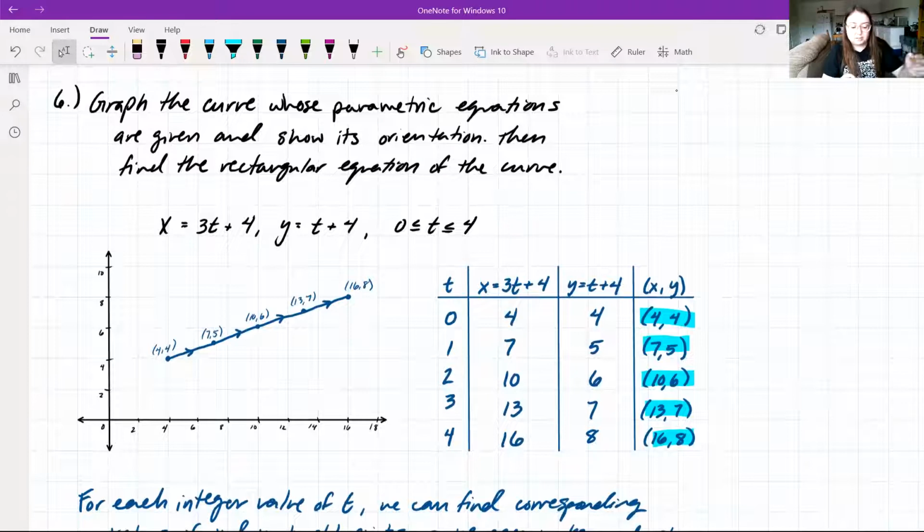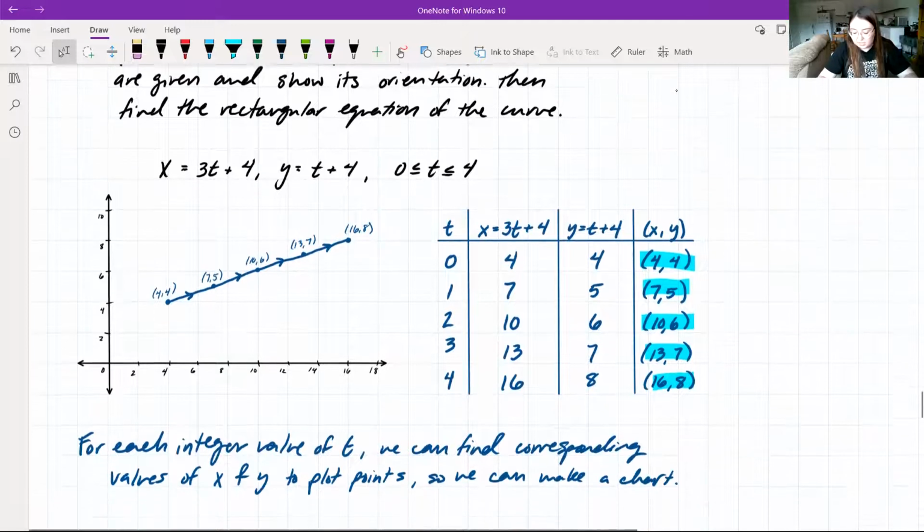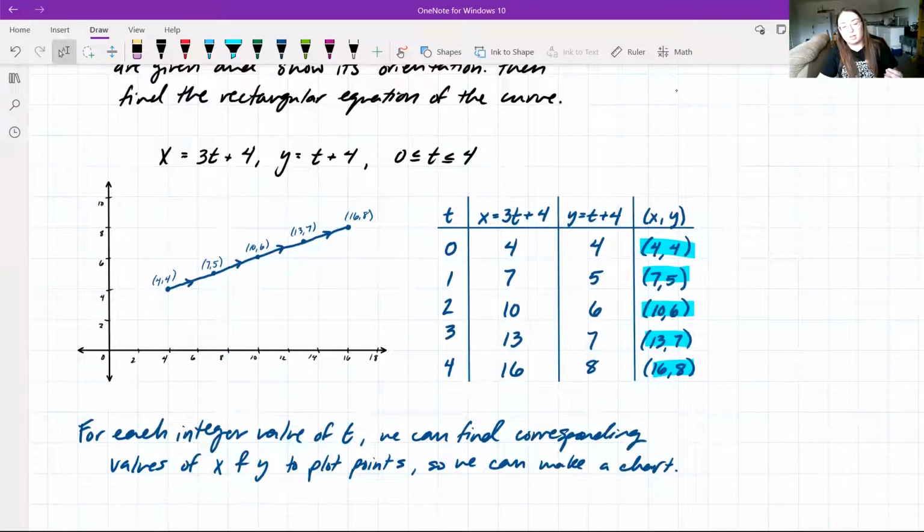So the curve, which in this case looks more like a straight line, whose parametric equations are given, would end up looking like this when we graph it. And we did this by solving for the values of x and y that correspond to specific ordered pairs, and then plotting those ordered pairs and keeping in mind the direction in which we are connecting our points. Now the second part of this question is that we want to find the rectangular equation of the curve.